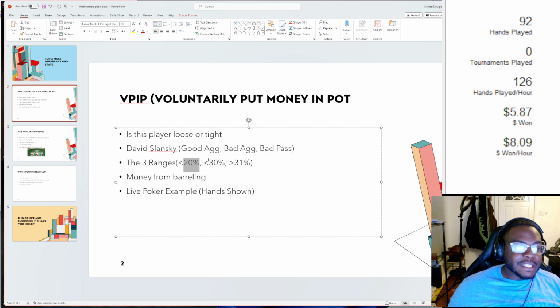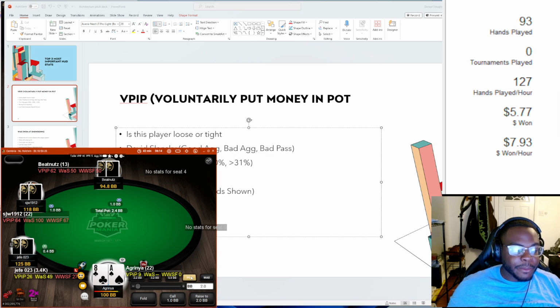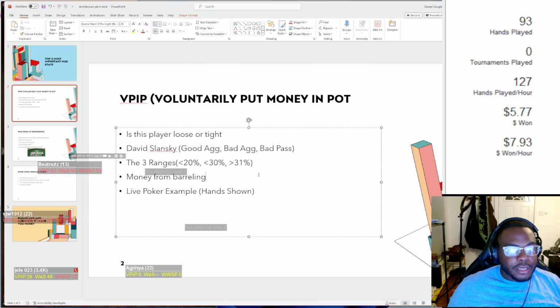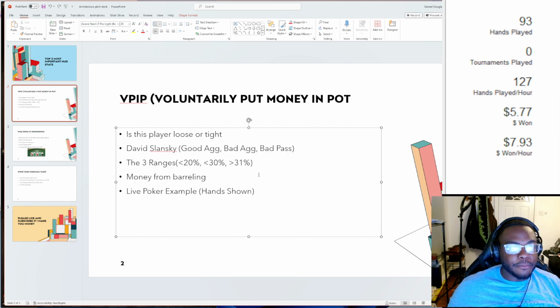Okay? If it's less than 30 but greater than 20, that is a standard range, a profitable range, and you're probably dealing with a good aggressive player. Now, if it's over 30%, okay, we know that this player is aggressive.